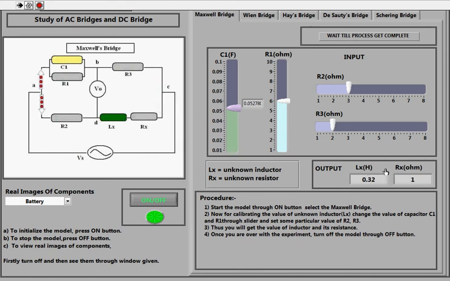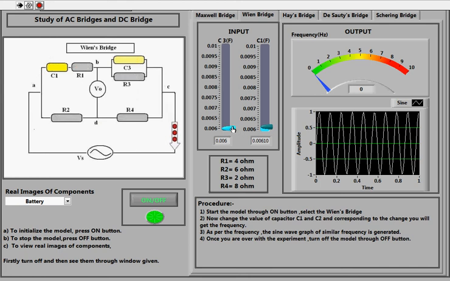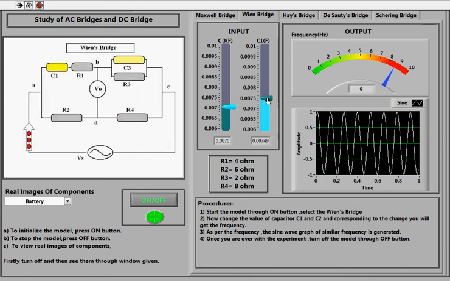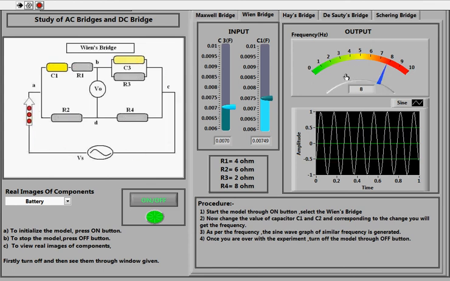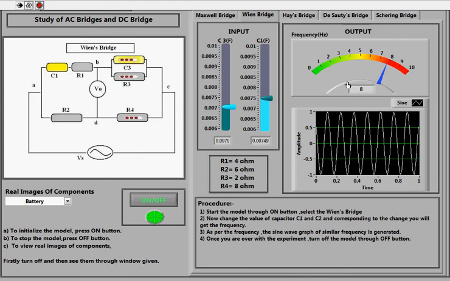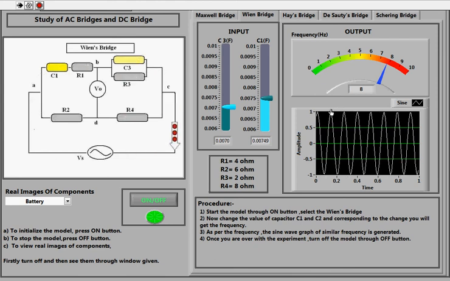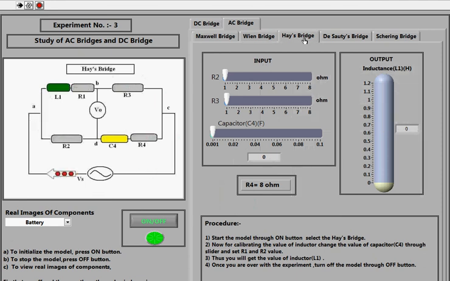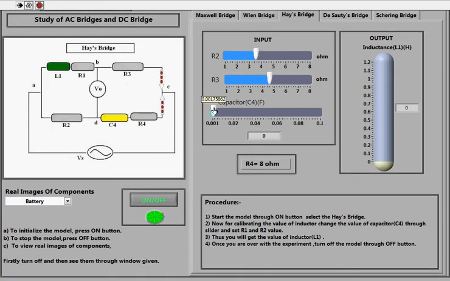Next, for the Wien bridge you have to give the values of C1 and C3, and correspondingly you will get the output value of the frequency of the unknown AC voltage source. Next we move towards the Hay bridge. Input the values of R2, R3 and C4, and correspondingly you will get the value of inductor L1.